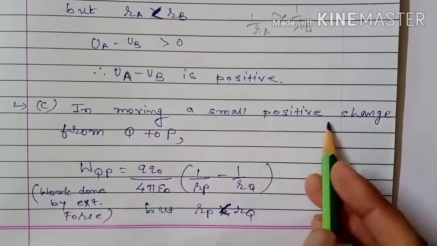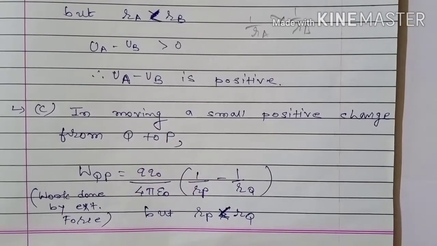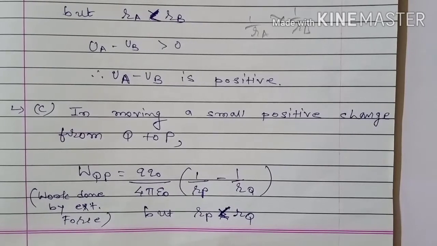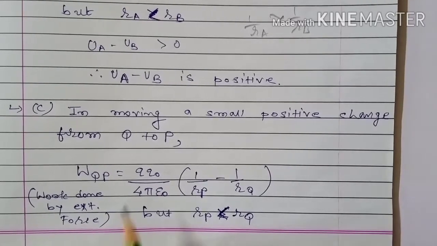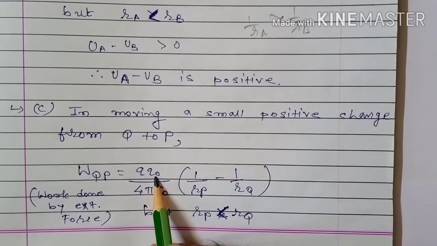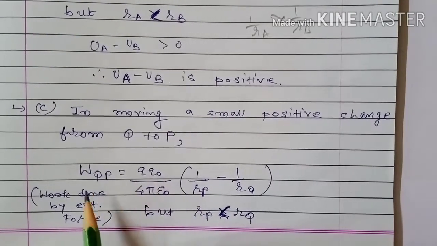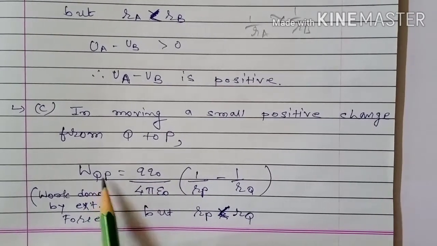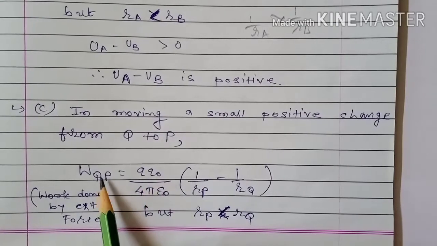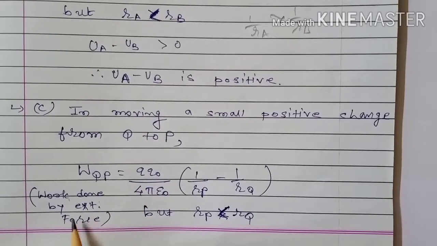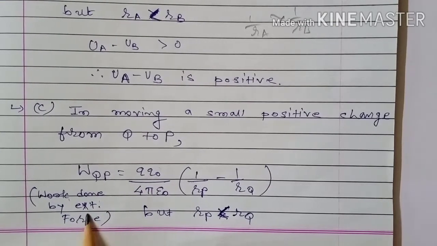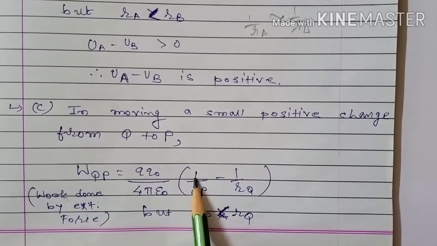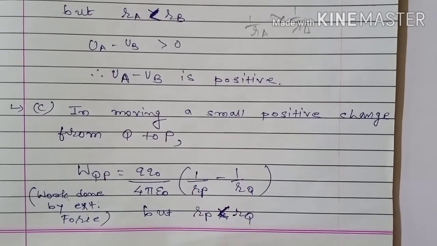In moving a small positive charge from Q to P, what type of charge? Small positive charge. The source charge is positive. The test charge is also positive. So the work done in moving Q naught, a small positive charge, from Q to P, this is the work done by the external force, the work done by the external agency, that is 1 upon Rp minus 1 upon Rq.